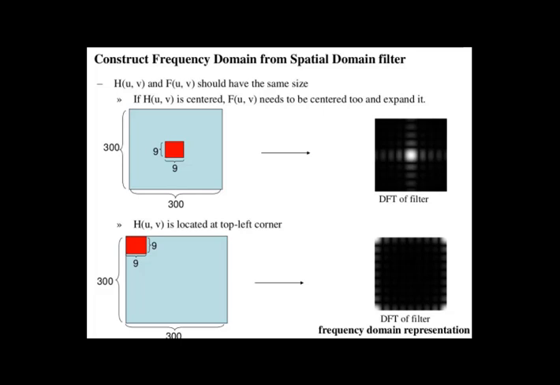If H(u,v) is centered, F(u,v) will be centered also, so you have to expand it. This is the DFT of this function. Now the DFT of this function will be spread through the entire image, to the corners.